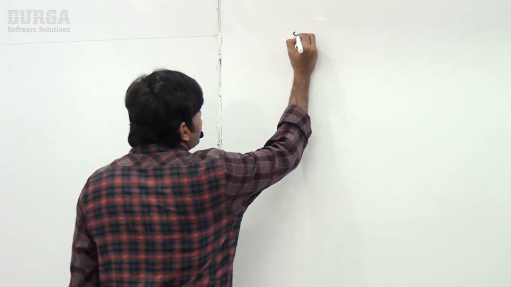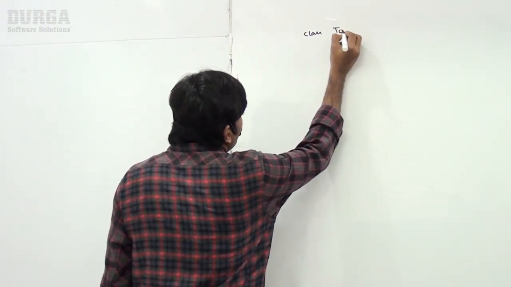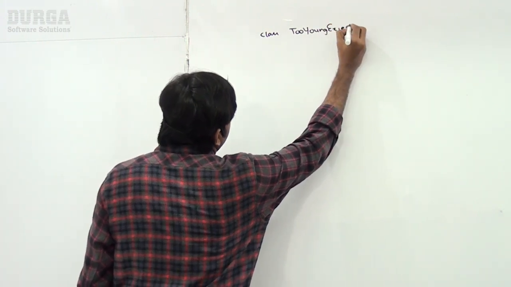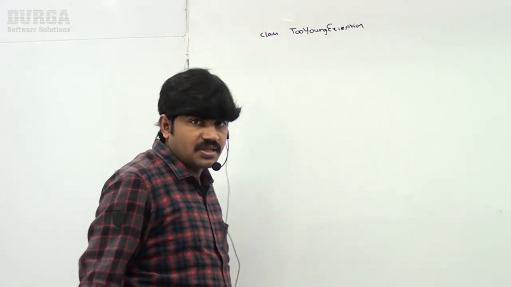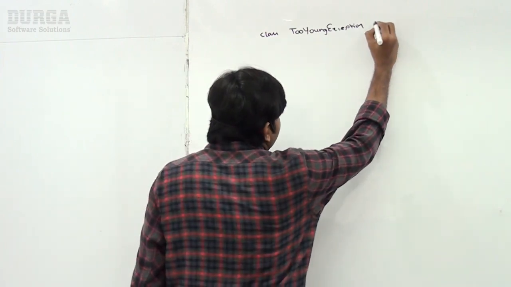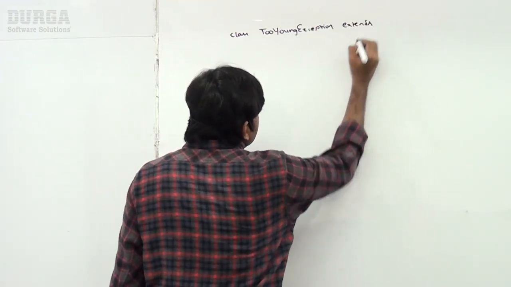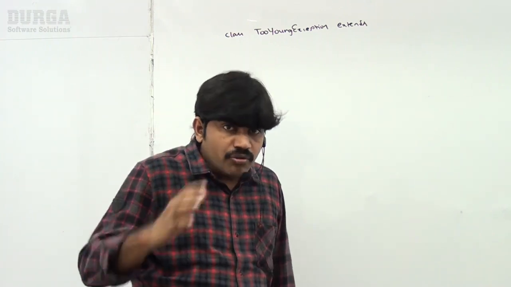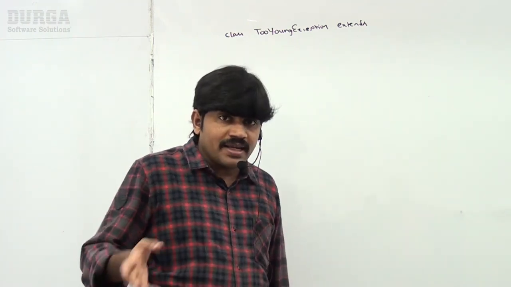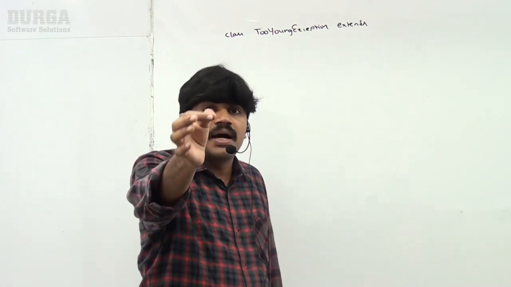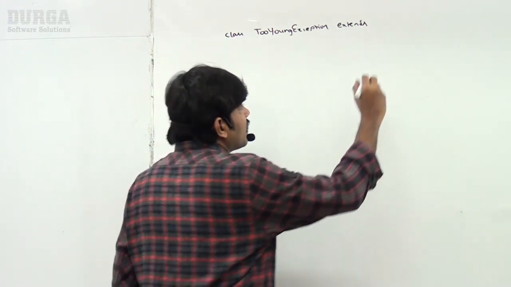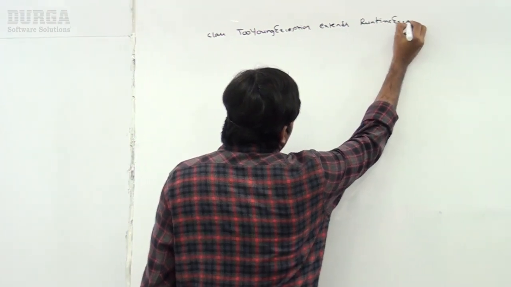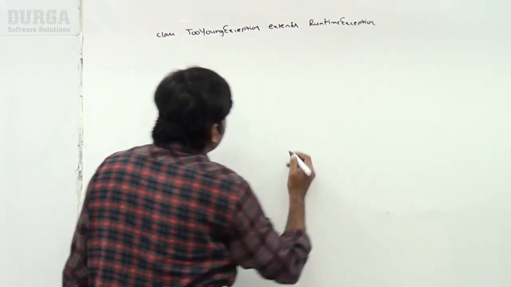Write a class, I'm taking TooYoungException. My own exception class TooYoungException extends... you can take Throwable, you can take Exception, you can take RuntimeException, but it is highly recommended that you go for RuntimeException.